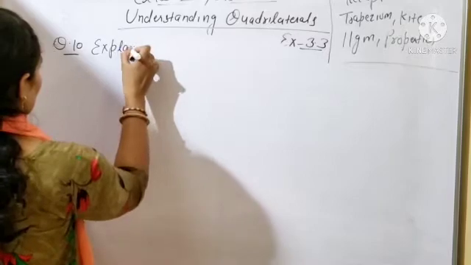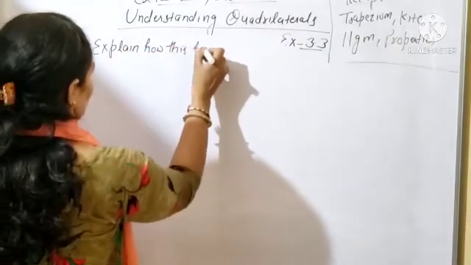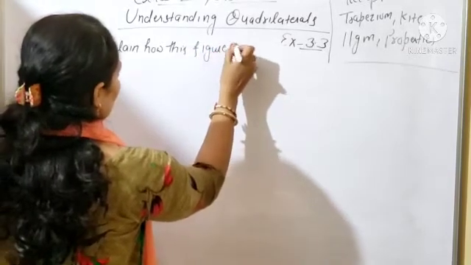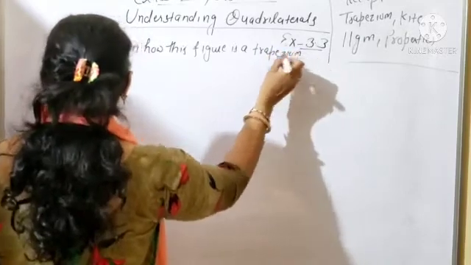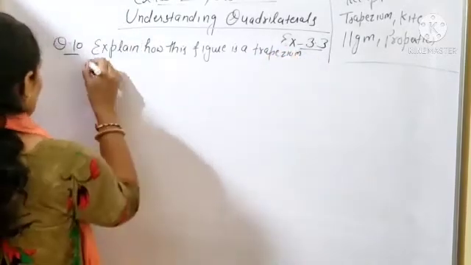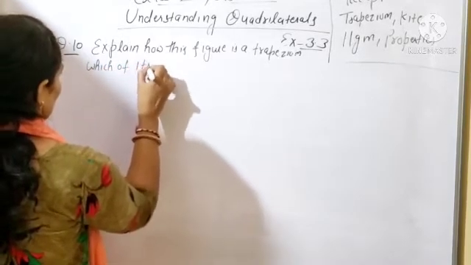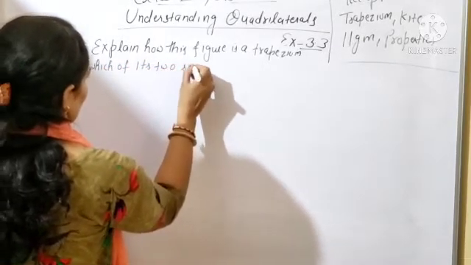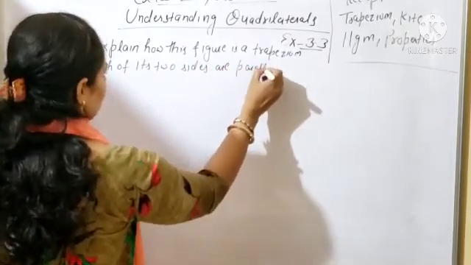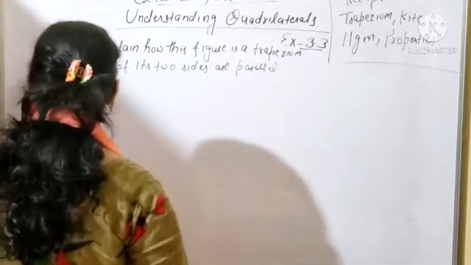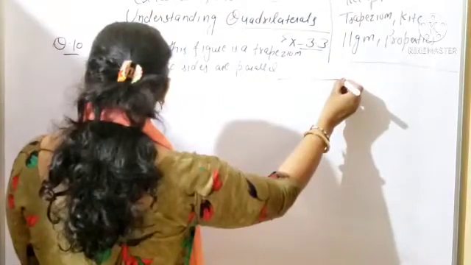Explain how this figure is a trapezium. Which of its two sides are parallel? Figure 3.32. And what is the figure? It is given like that.